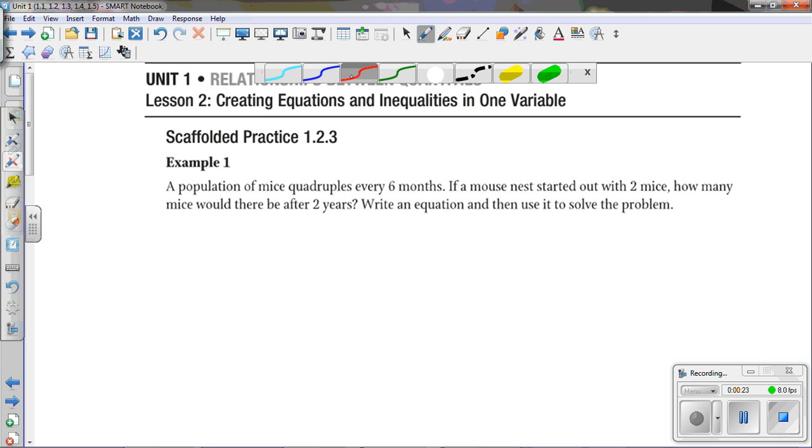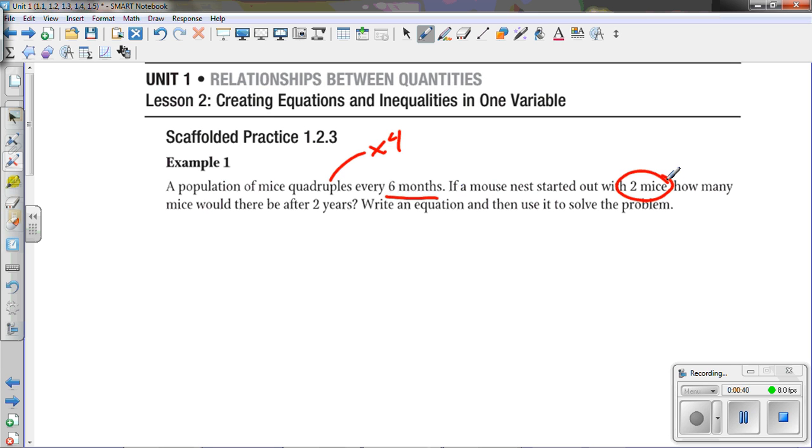A population of mice quadruples every 6 months. So what does quadruples mean? That means it's being multiplied by 4. So if I had $10 and I quadruple my money, I would now have $40 every 6 months. Okay. If a mouse nest starts off with 2 mice, how many mice would there be after 2 years?